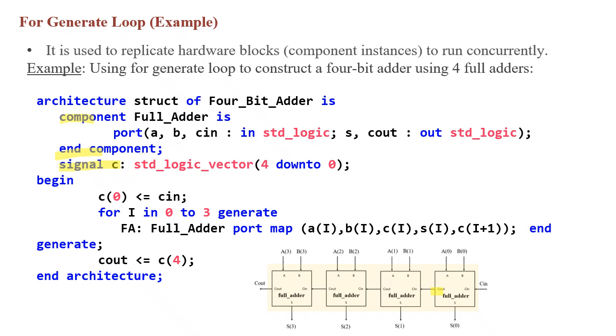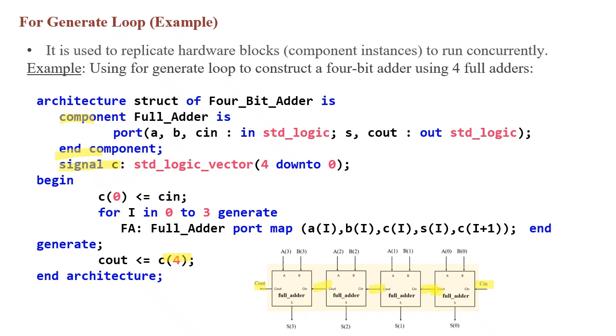So the signal C here is actually used for the connection between the different instances of the full adder, as well as to take on the value of the port Cin and feed it into the first full adder FA0, which is the first full adder on the right. C4, which is the last bit of signal C, is passed directly to Cout, which is the port Cout from our 4-bit adder.